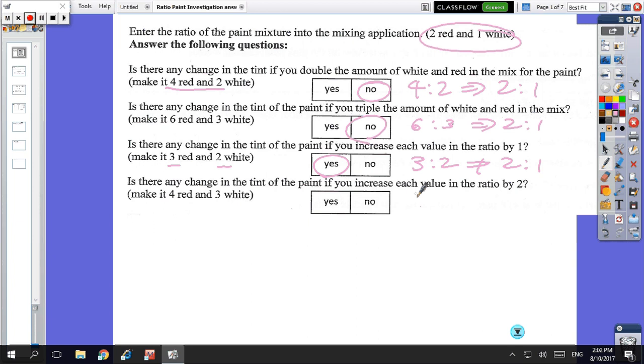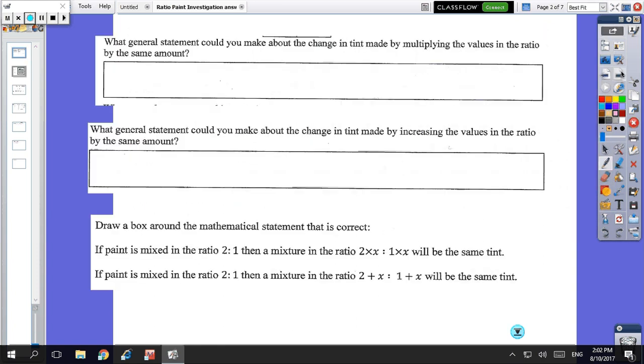And the next one, the same thing. 4 to 3 does not equal 2 to 1, so you have changed the colour. Okay, so they're the first answers. Come across them when you're ready.